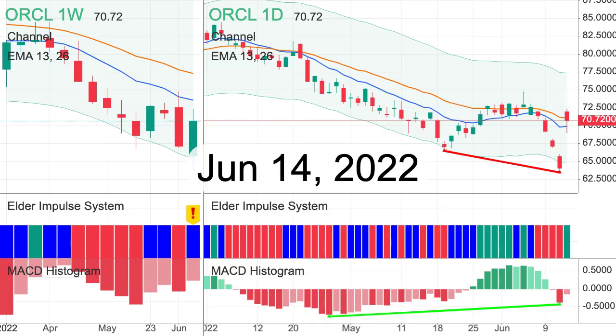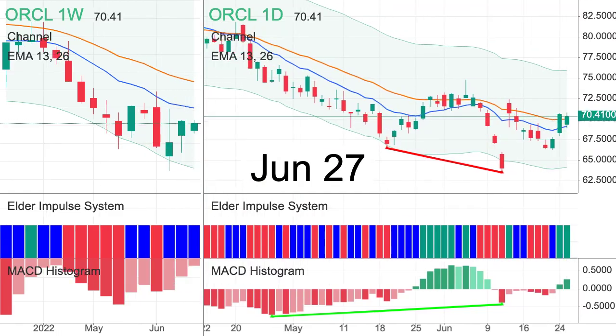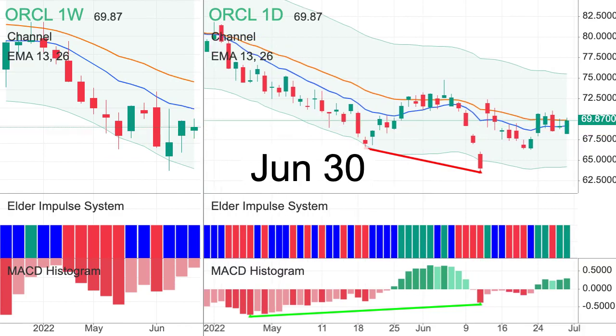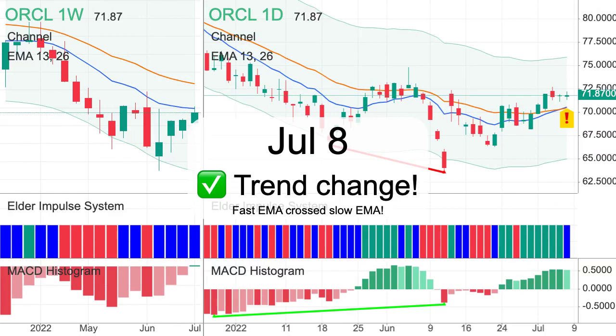There is a blue bar on an Elder impulse system on the weekly chart. Fast EMA crossed slow EMA.